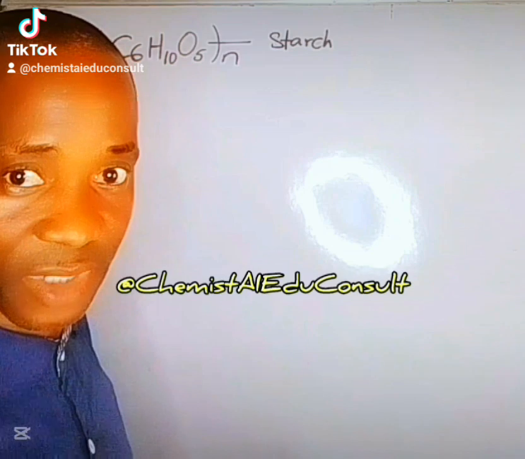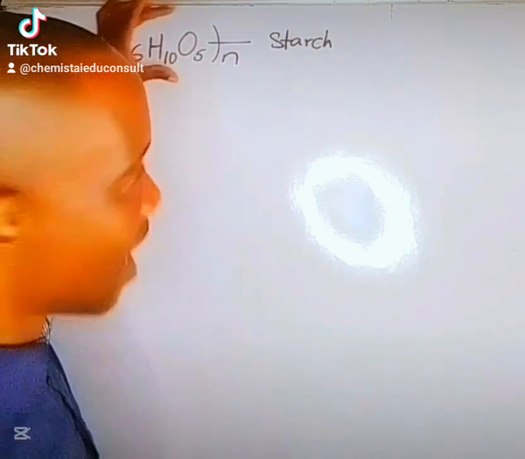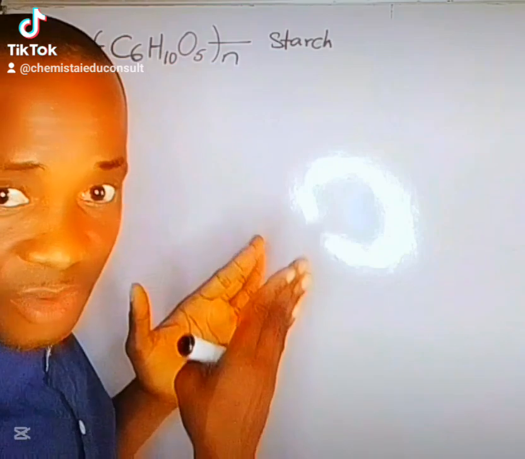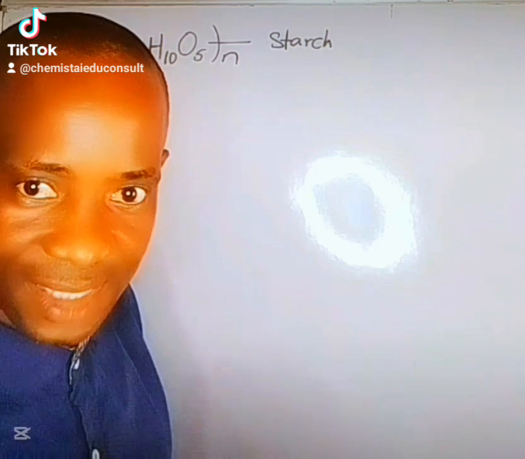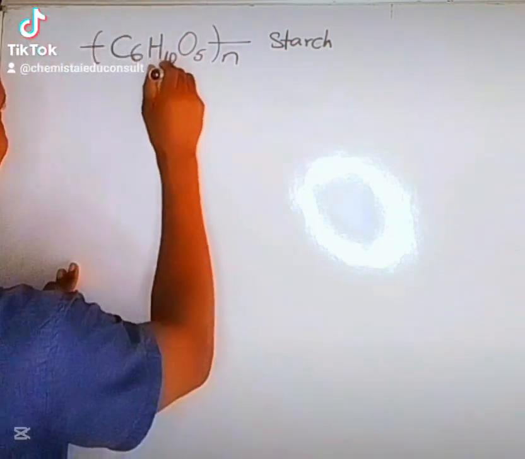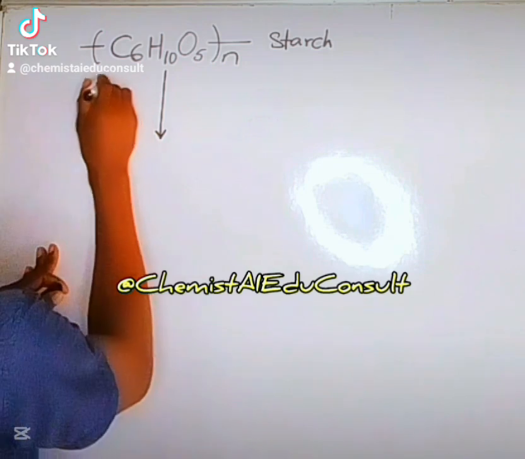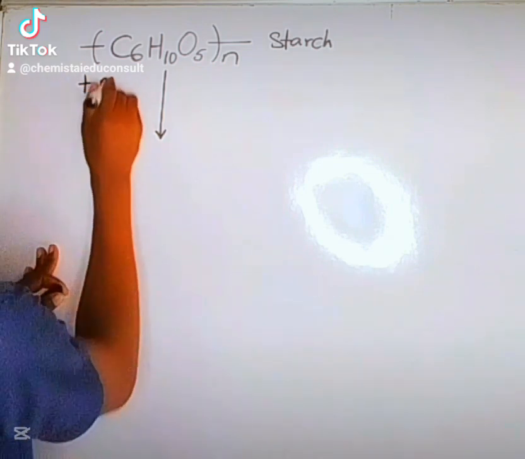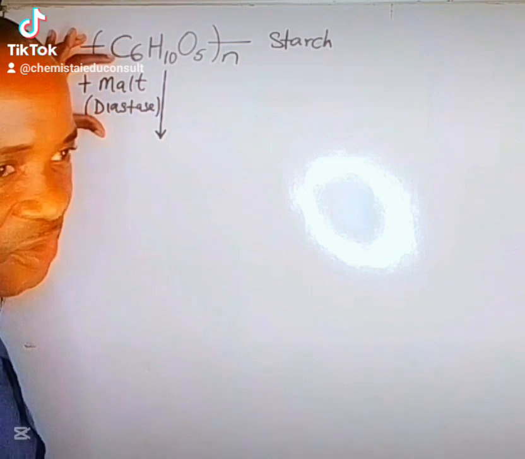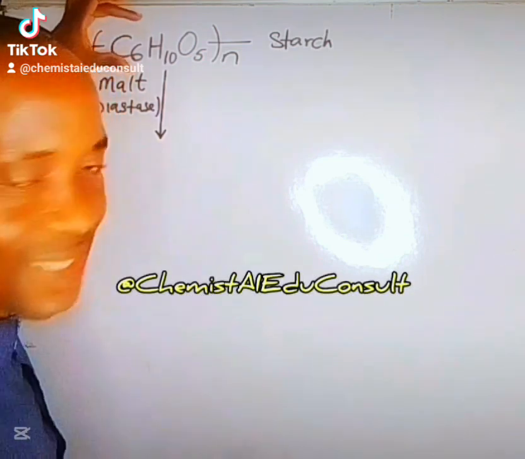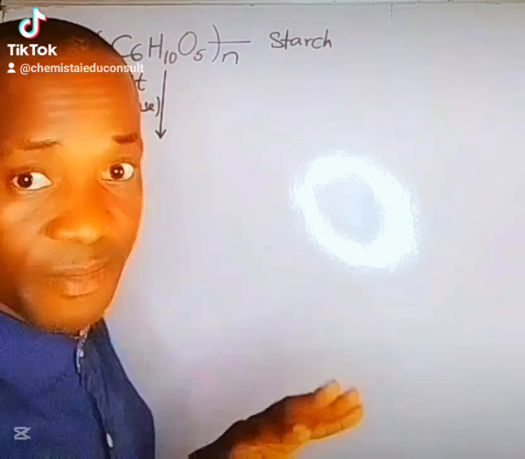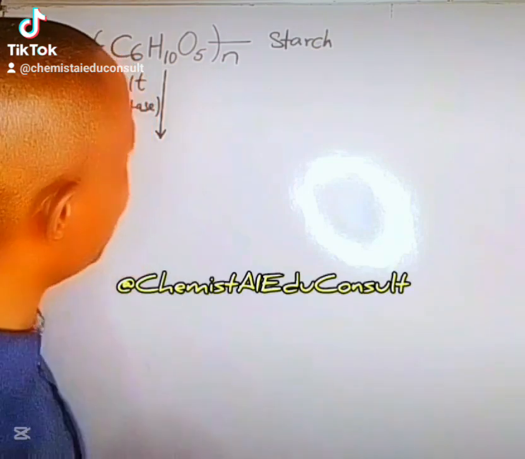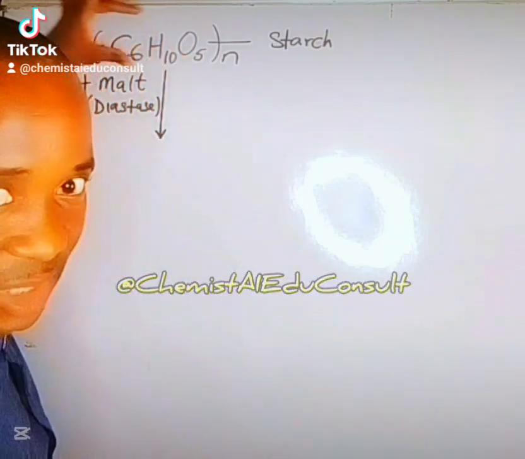What happens in the industry is that they are going to add what is called malt to the starch. And malt contains an enzyme known as diastase. So you write your arrow down and write plus malt. So what this diastase is going to do is to convert starch to maltose, which is a disaccharide. Being a disaccharide, it means 2 of these monomeric units.